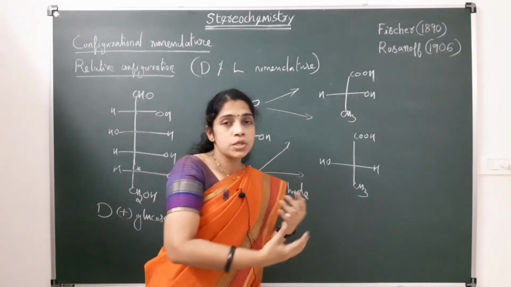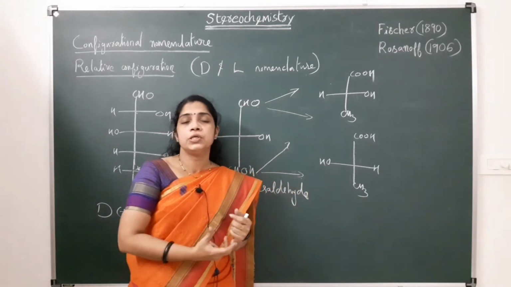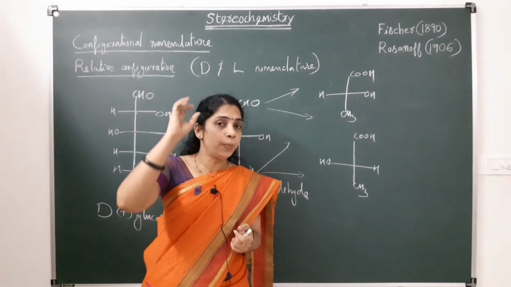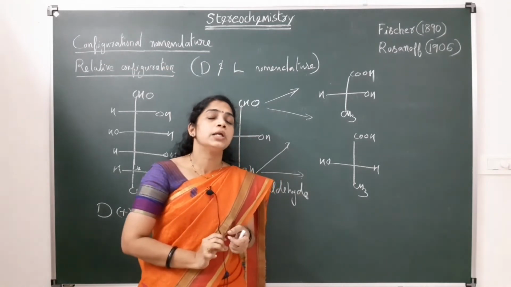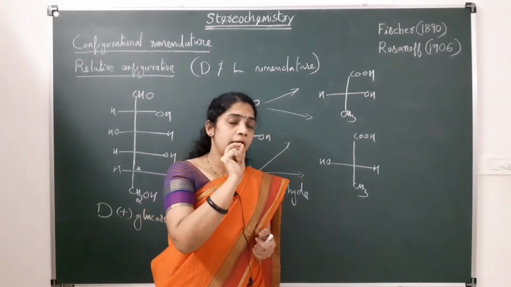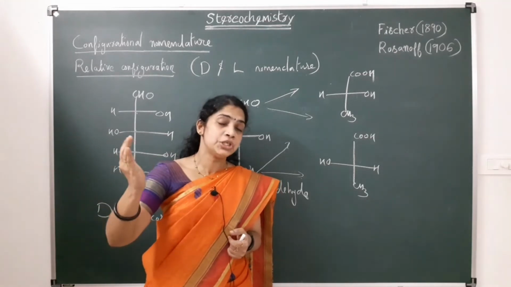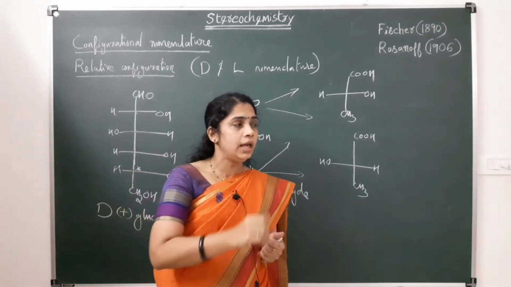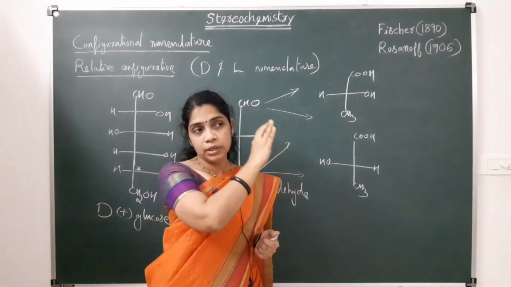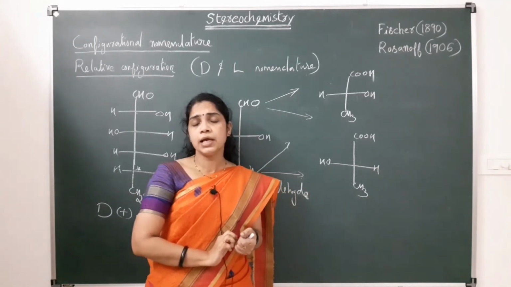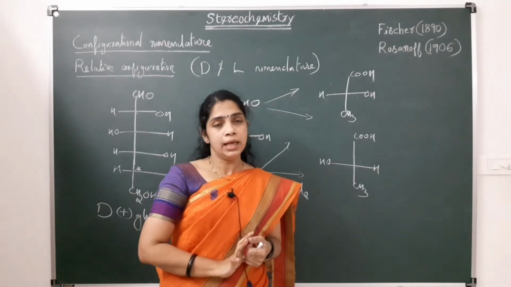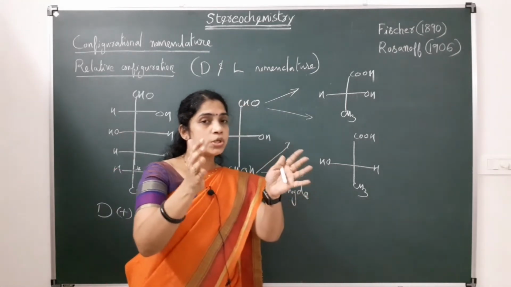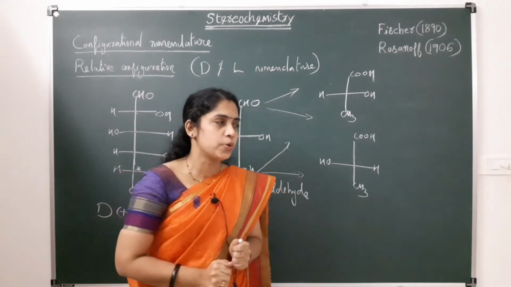So this is Rosanov's contribution to Fischer's observation, that we have to write in this way, and we have to write the most oxidizable group at the top, and we have to observe the highest asymmetric carbon atom. If the OH or the negative group on the highest asymmetric carbon atom is on the right side, that belongs to the D family, and if the OH or the negative group is on the left side, that belongs to the L family. So that is Fischer-Rosanov's prediction. Okay, that is Fischer-Rosanov's proposal.